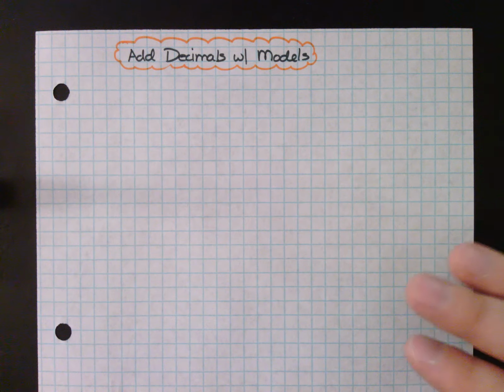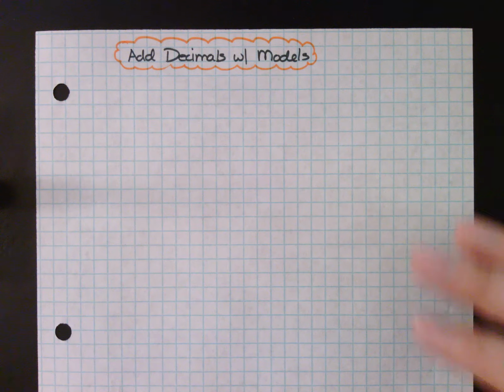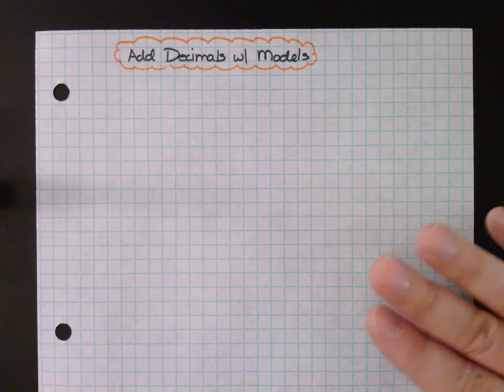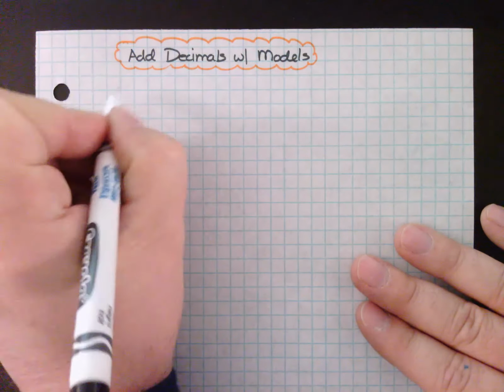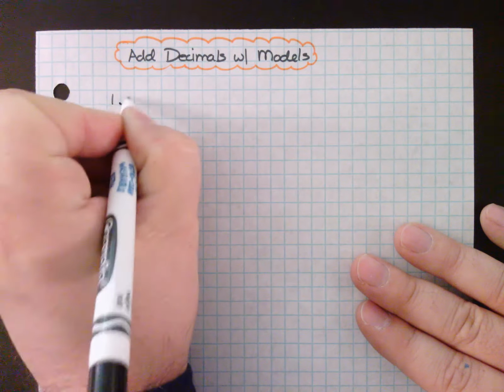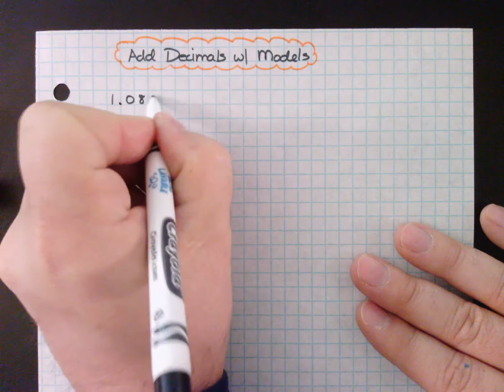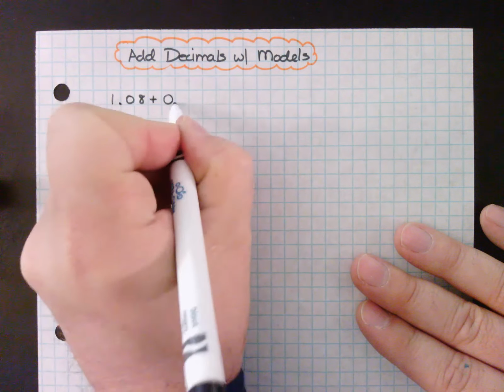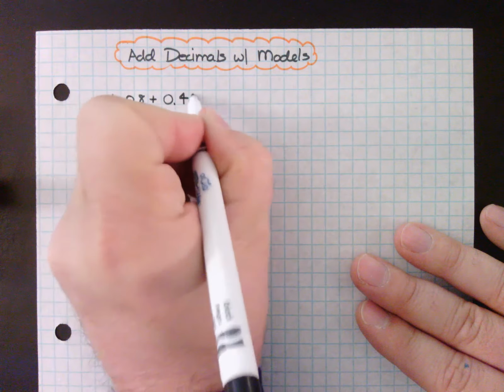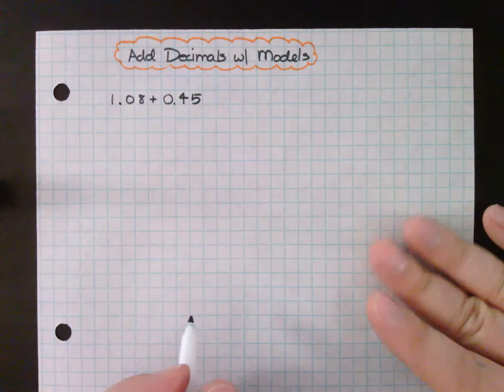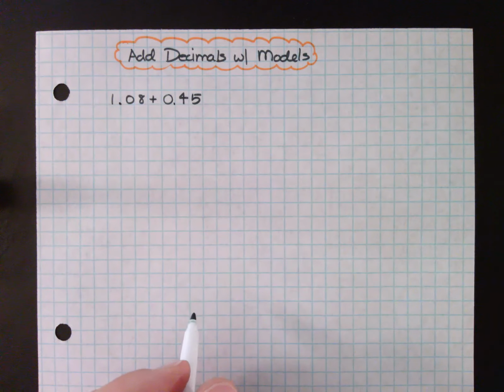Today I'm introducing the addition of decimals with models. So let's take a look at a problem like 1.08 plus 0.45. It's really important to be able to identify your place values.